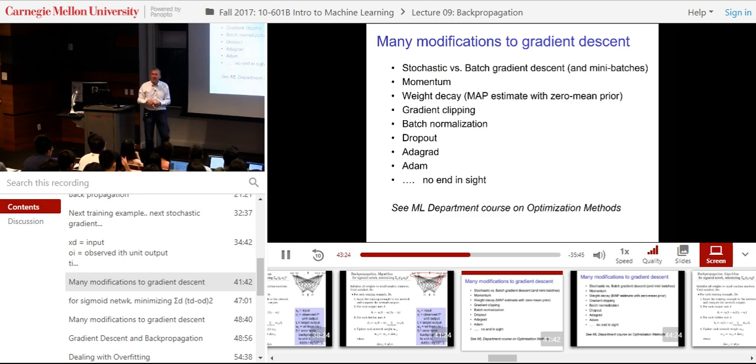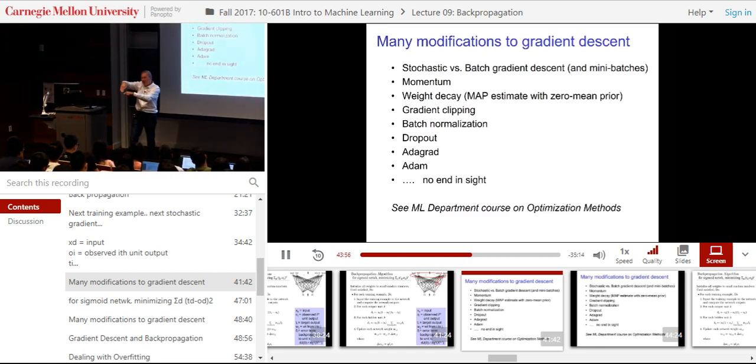Momentum is something that is frequently used. That means when you take a gradient descent step and the gradient points you in a certain direction, you don't actually go that direction. What you do is you go that direction plus the direction you went on the previous iteration. You take those two vectors and add them together, some weighted combination. It's called momentum because if you think of gradient descent as going down a hill, the direction you were heading on the previous iteration constrains the direction you're going to go next.